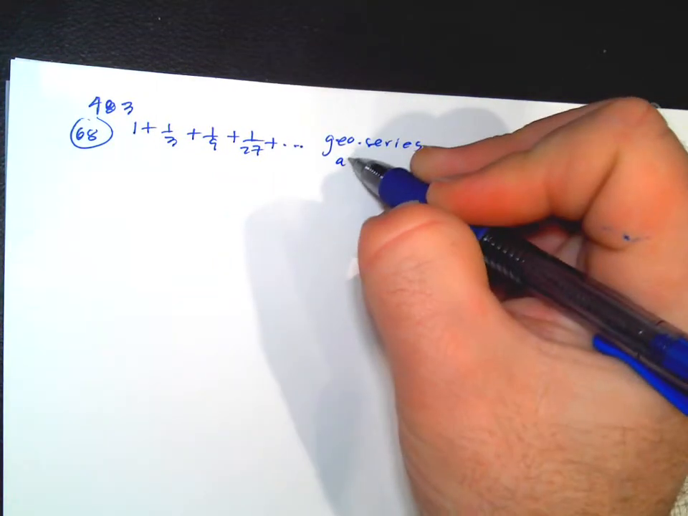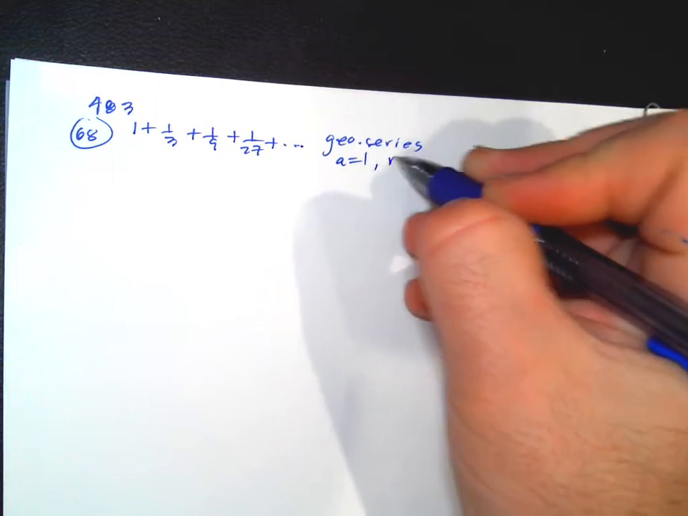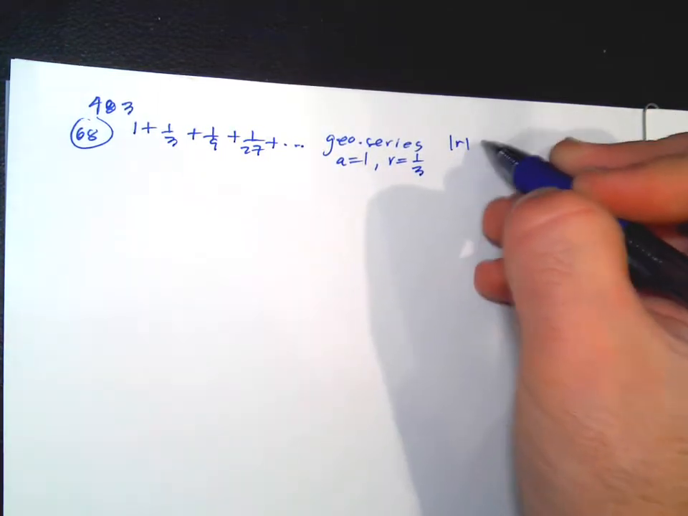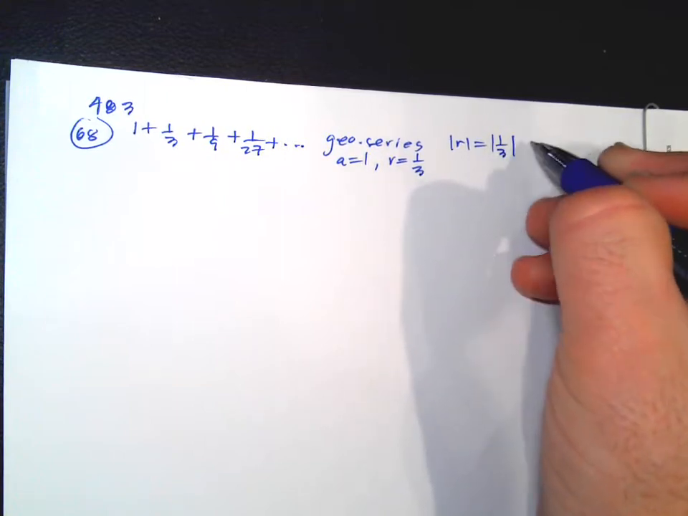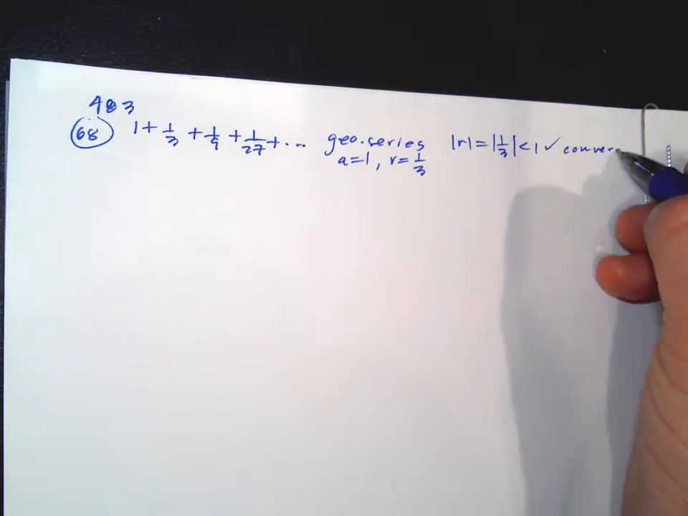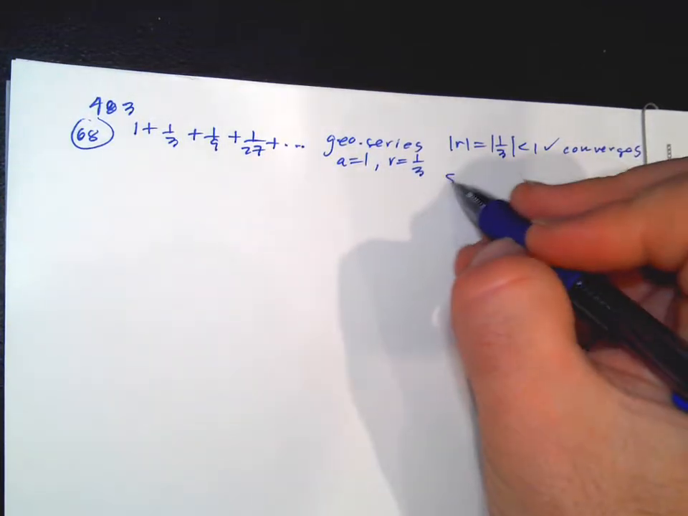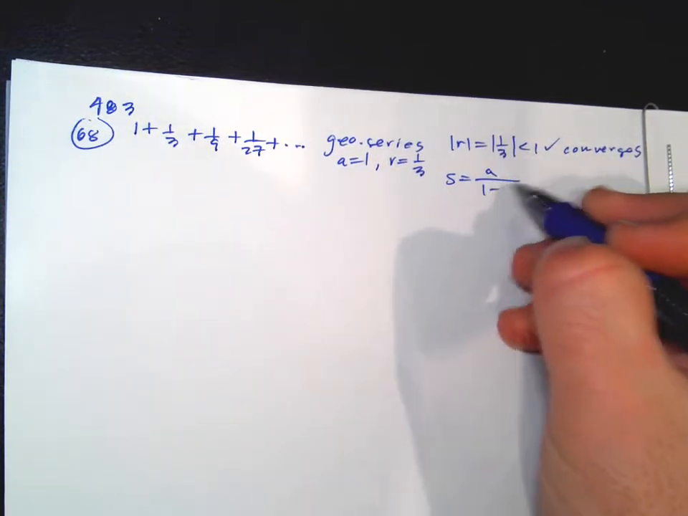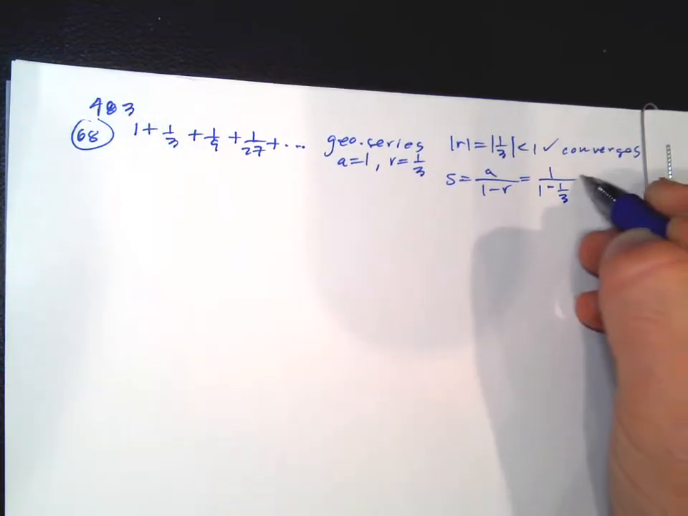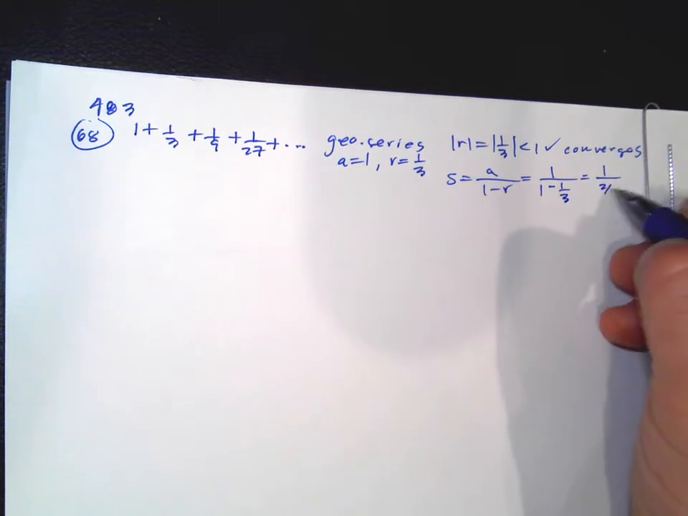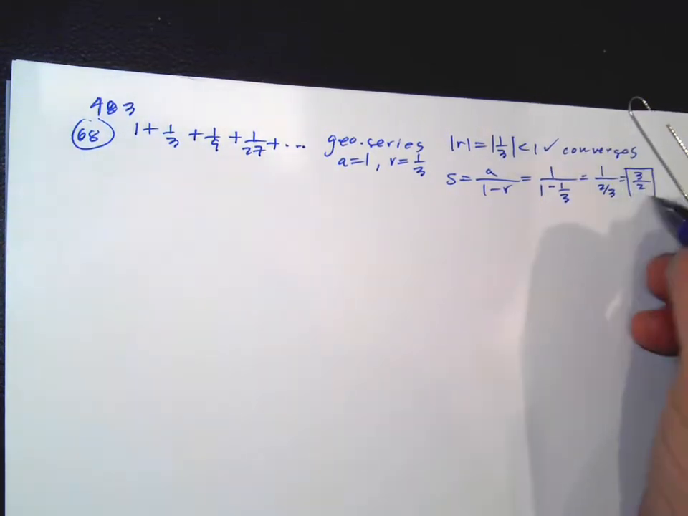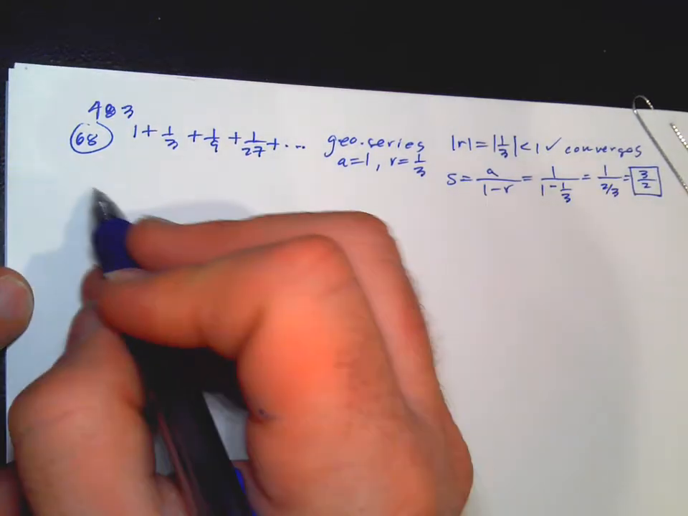And a equals 1, and r equals, looks like 1/3. The absolute value of r, is it less than 1? Yep, so it converges, and we just want to use that formula. S equals a over 1 minus r. S equals 1 over 1 minus 1/3 equals 1 over 2/3 equals 3/2, which is answer C.